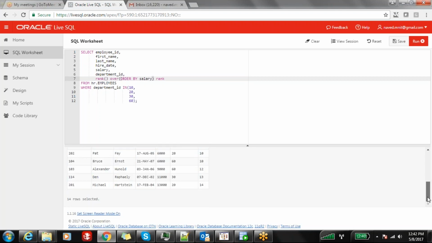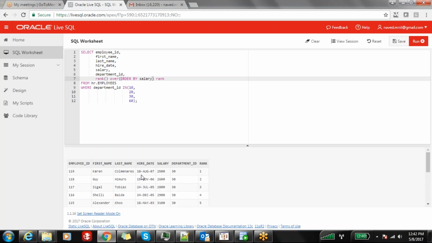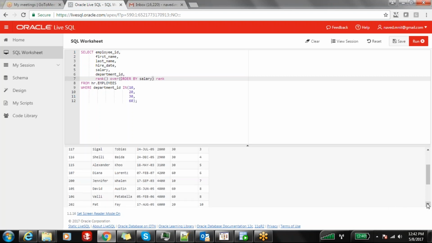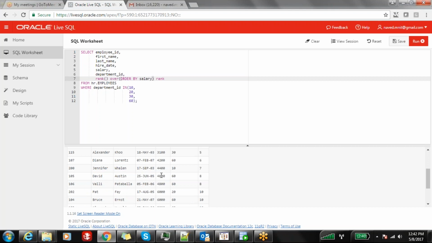Okay, and then it has sorted these 14 rows on the basis of salary, and then it is going to assign the rank. So the first row will get rank 1, the second row will get rank 2, the third row will get rank 3, the fourth row will get rank 4, like this. The interesting part comes over here: as I have already explained, this row will get a rank, but now the next row has the same salary, so it is going to have the same rank.